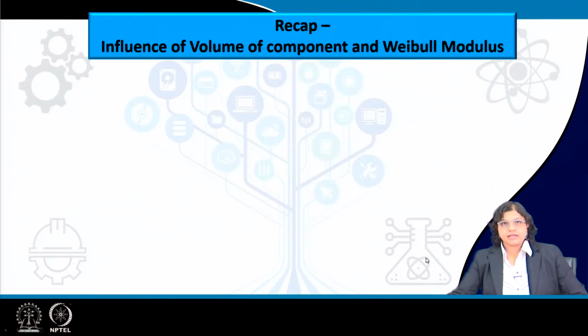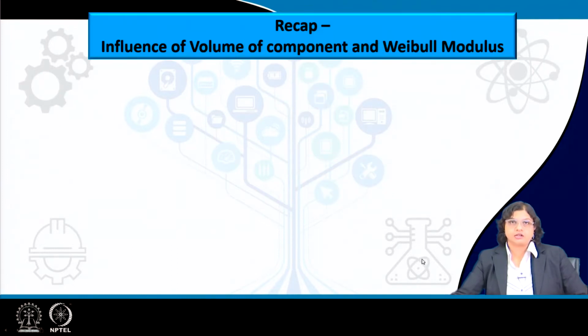Okay. The next thing that we discussed in the last lectures is the influence of volume of the component as well as the stress rate and Weibull modulus on the variability in the stress or the strength of a material. And we have seen a very important relation which relates the stress condition, the volume as well as the Weibull modulus, which is given by a relation like this: V1 sigma 1 to the power m equals V2 sigma 2 to the power m, where 1 and 2 are the two different conditions and m is the Weibull modulus. We are all aware of this.